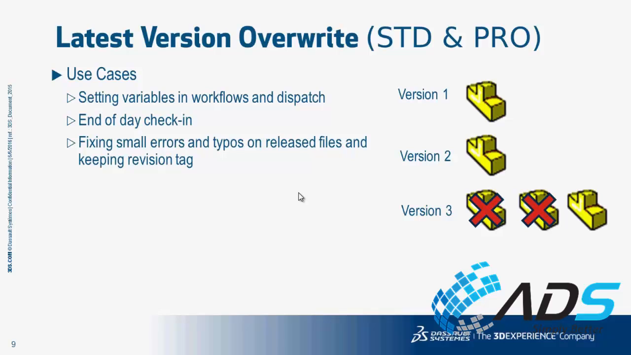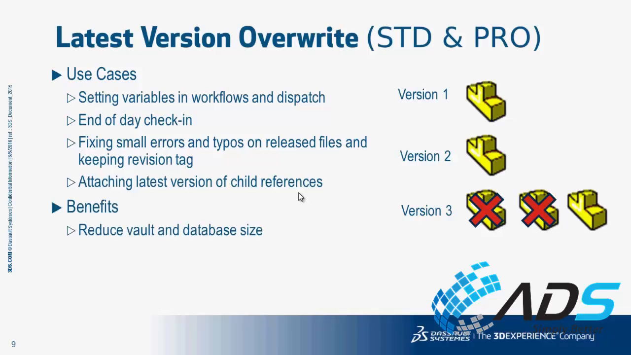Or if you have small errors or typos that you want to fix on released files and you don't want to run them through a whole workflow process just to fix a minor spelling error, you'd be able to check the file out, fix it, and check it back in without having to run it through a workflow, to keep the revision tag there. And if you want to attach the latest version of child references, so in a big assembly you might make lots of changes to the children files, and you don't want to create a new version of that assembly every time, you can check the assembly out and check it back in under the same version.